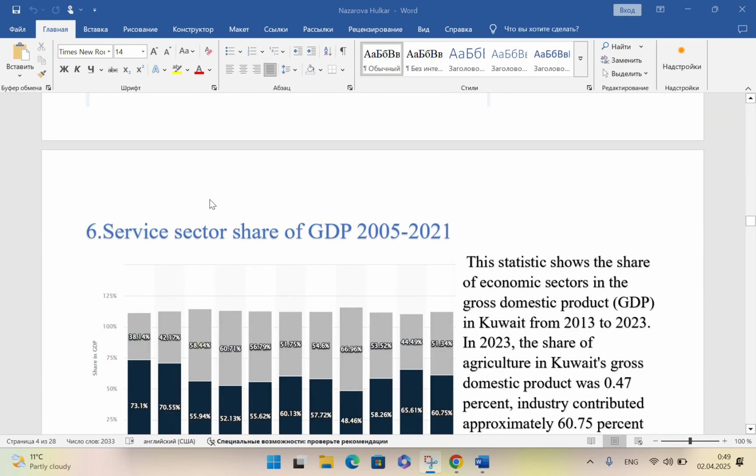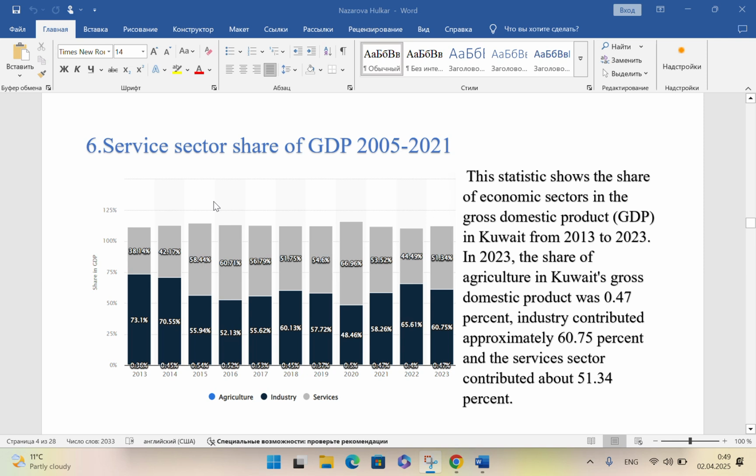And this is the service sector share of the GDP from 2005 to 2021. This statistic shows the share of the economic sectors in the gross domestic product of Kuwait from 2013 to 2023. In 2023, the share of agriculture in the GDP was 0.47%, industry contributed approximately 60.75%, and the services sector contributed about 51.34%.